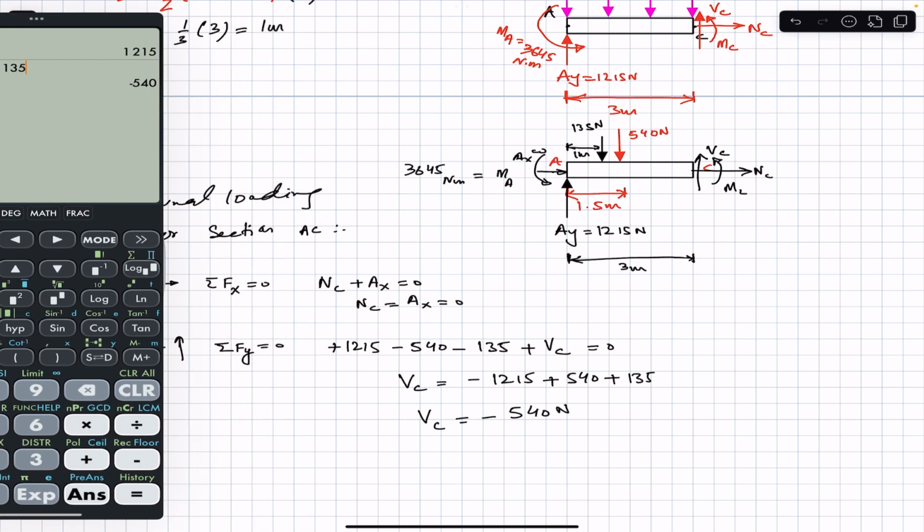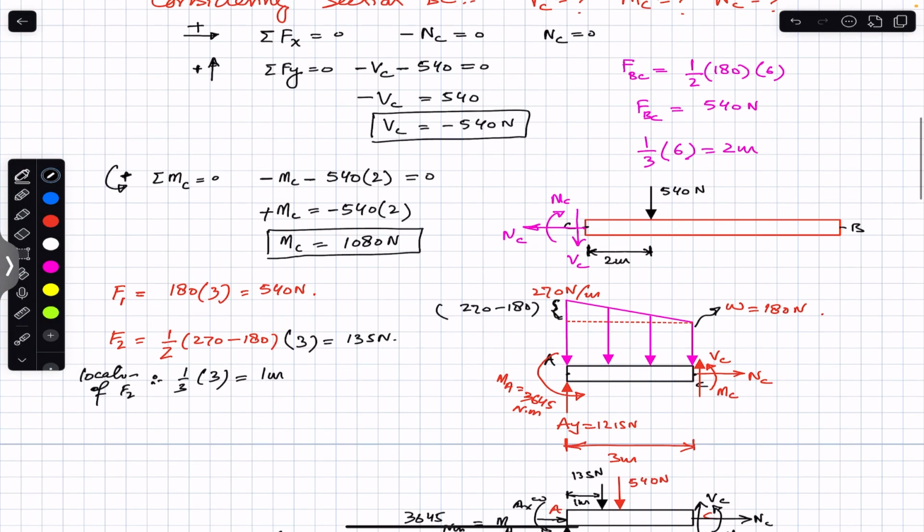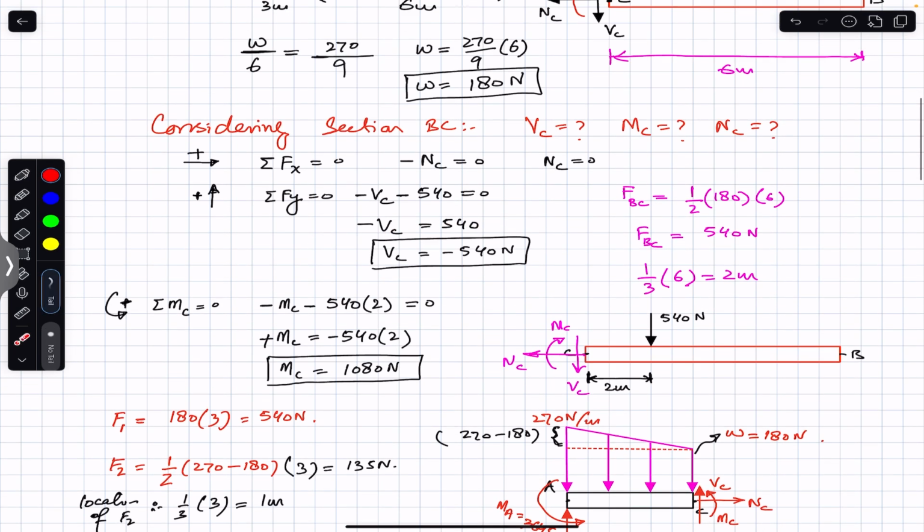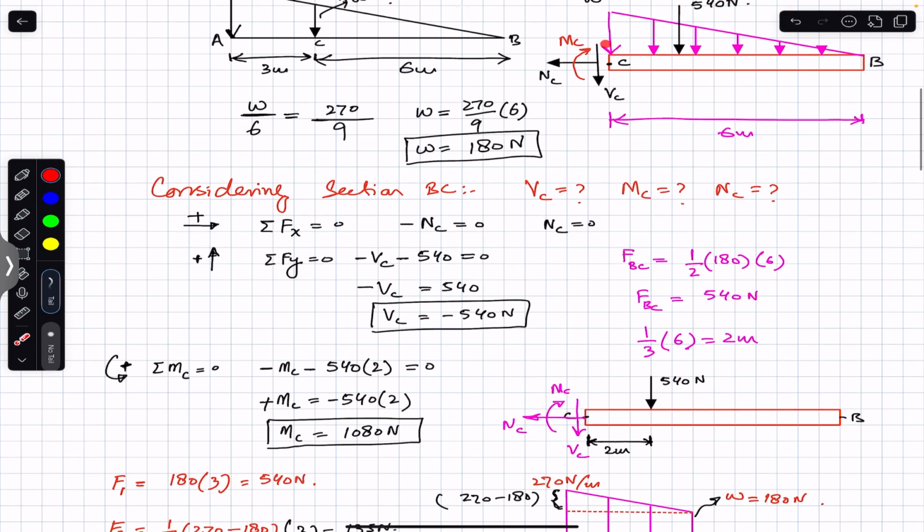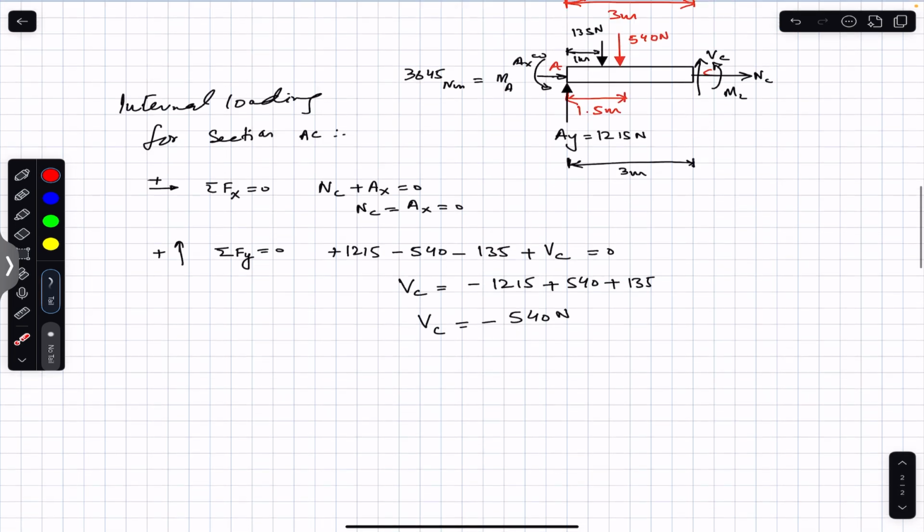As you can see here, we also got Vc equals minus 540 Newton, and we had considered that Vc is acting in the downward direction, but it was acting in the upward direction here. And here we have considered that Vc is acting in the upward direction.